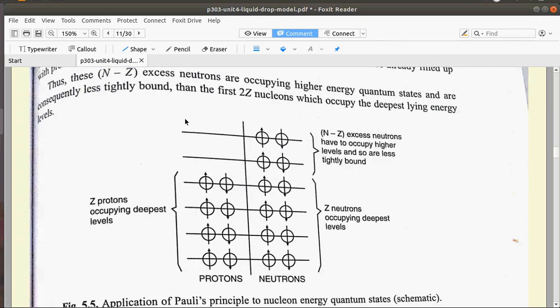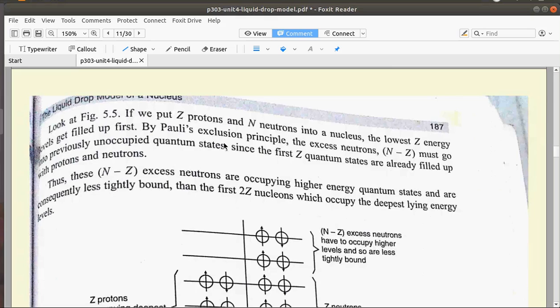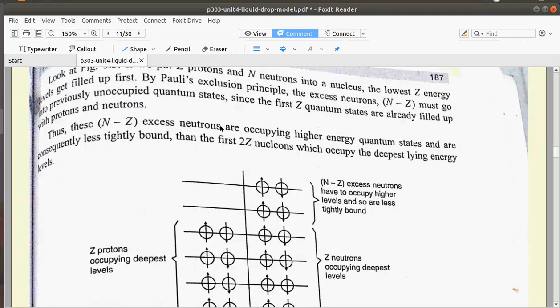As we know, the neutrons and protons with lowest energy will be filling up the lower levels as you add them up. But by Pauli's exclusion principle, the excess neutrons must go to the previously unoccupied quantum states. Hence, the first Z quantum states are already filled up with protons.